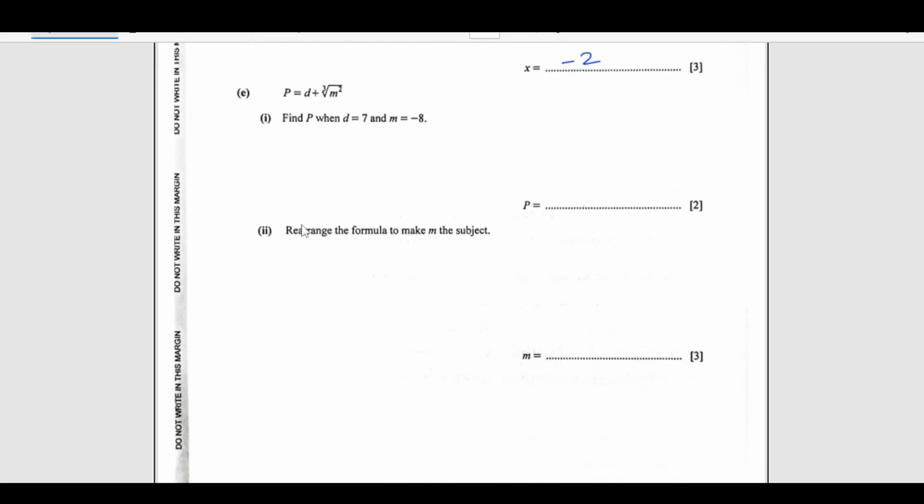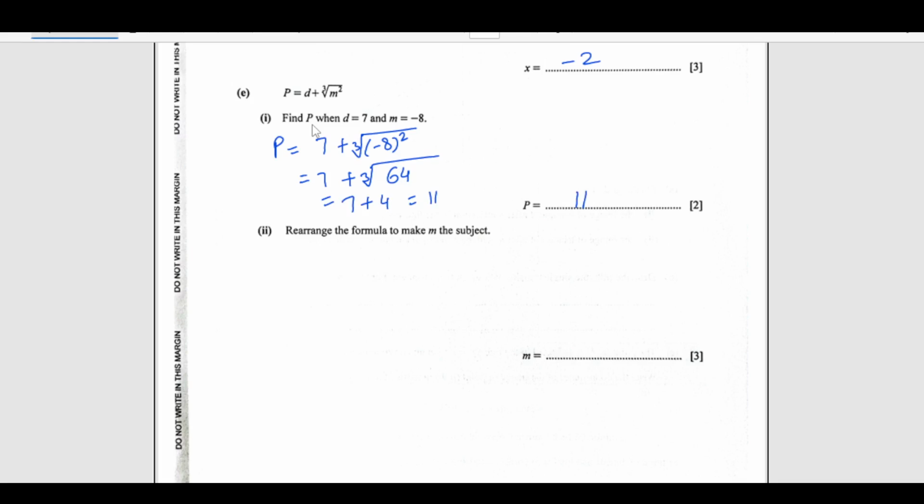Part E, this looks tricky, but you see this is just plugging in the value. Find the value of p when d is 7 and m is negative 8. So p is equal to d. D is 7 plus cube root of minus 8 squared, right? Go step by step. Either you can plug in all the values together. 64 cube root. Cube root of 64 is 4. So it is 11. So p is 11.